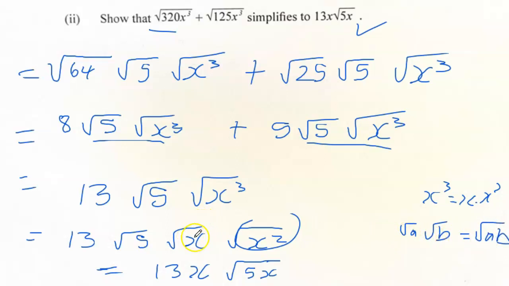So in the same way, we can just multiply. All right, so root 5 times root x, think of the 5 as a and the x as b. So root 5 times root x, that's root 5x. So that's that.